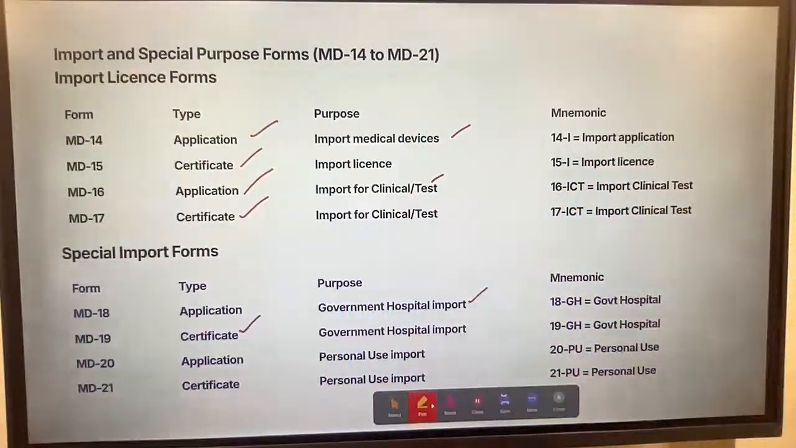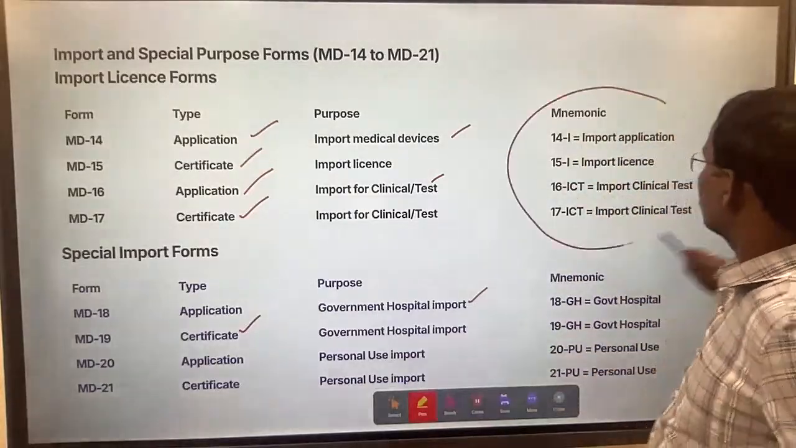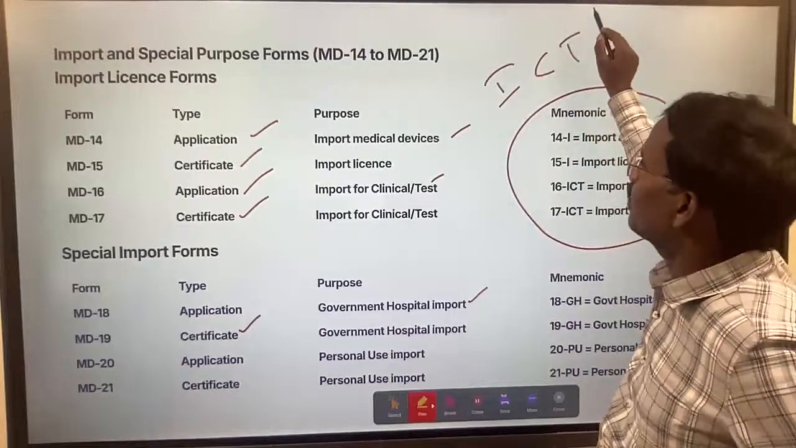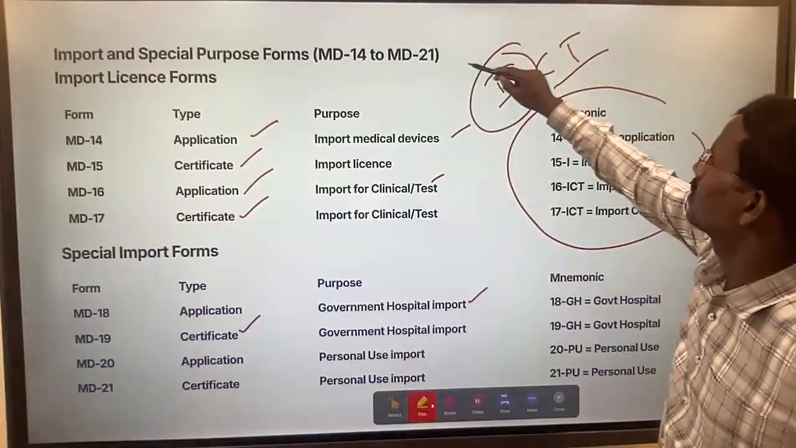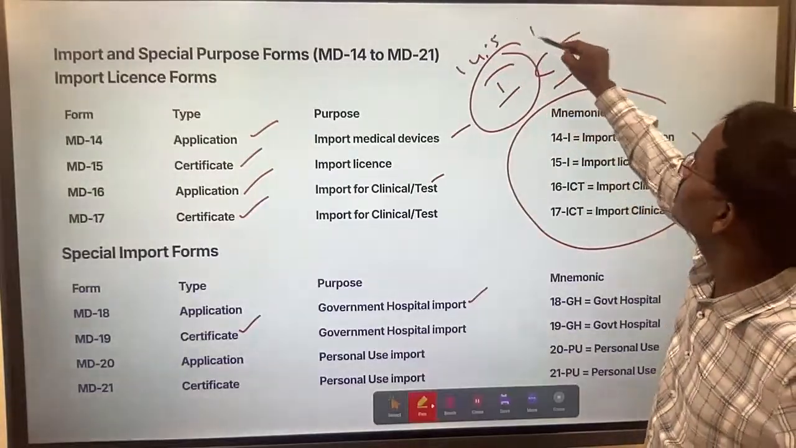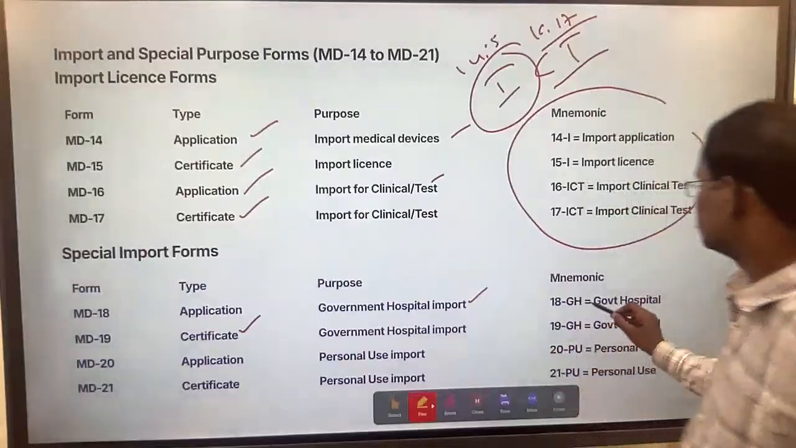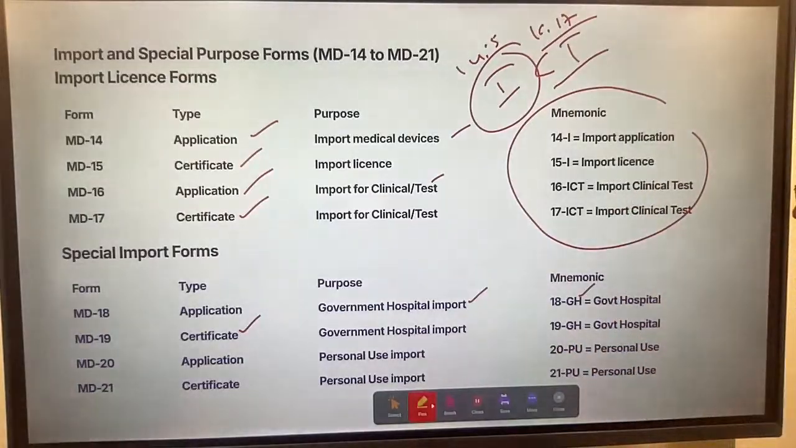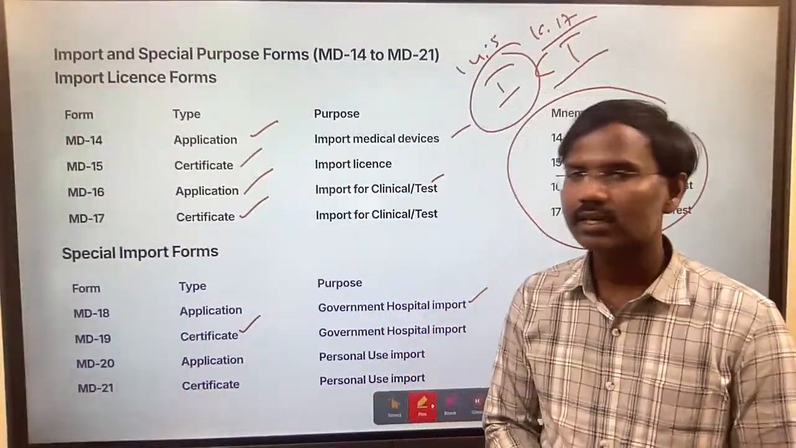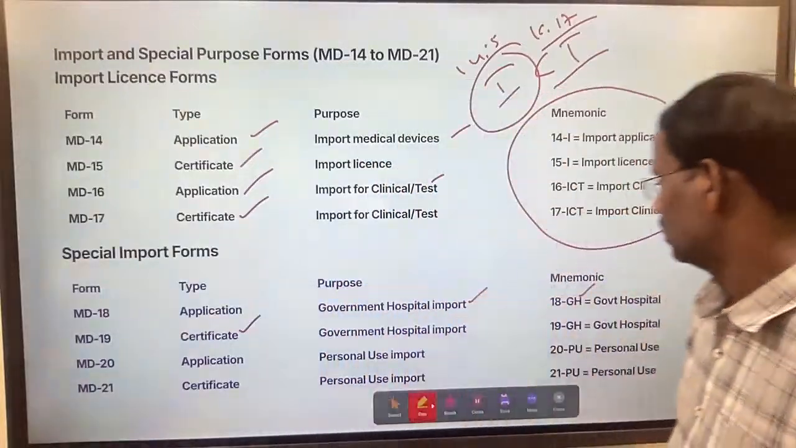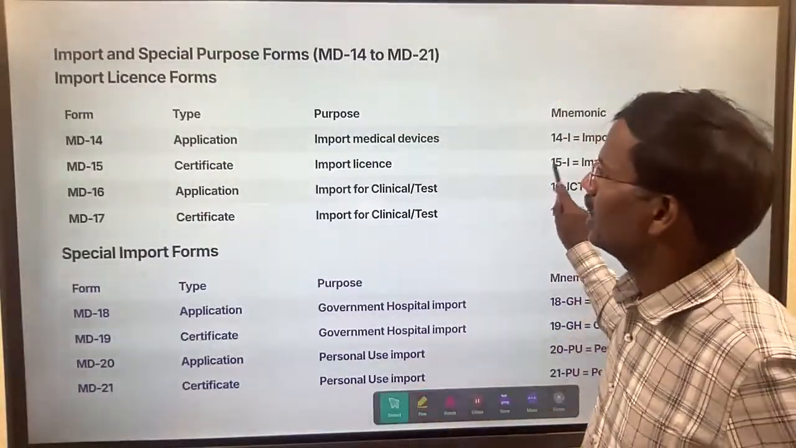This is personal use import. I have given some mnemonics, so please try to concentrate. For import, remember ICT. CT is for clinical test, and the first one is import. This covers forms 14 and 15, and then 16 and 17. Coming to the special import, GH is government hospital, MD18 and 19. PU is personal use, MD20 and 21. This is how you remember forms MD14 to MD21.